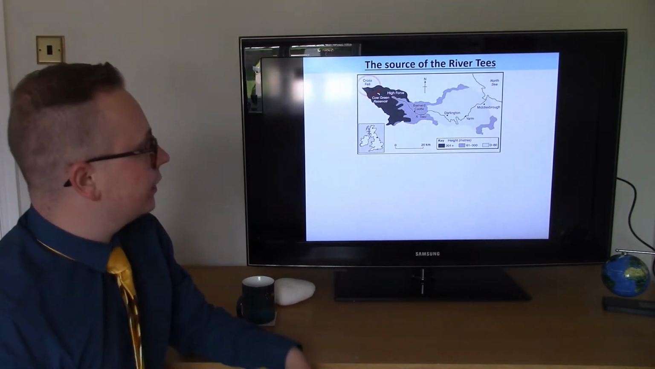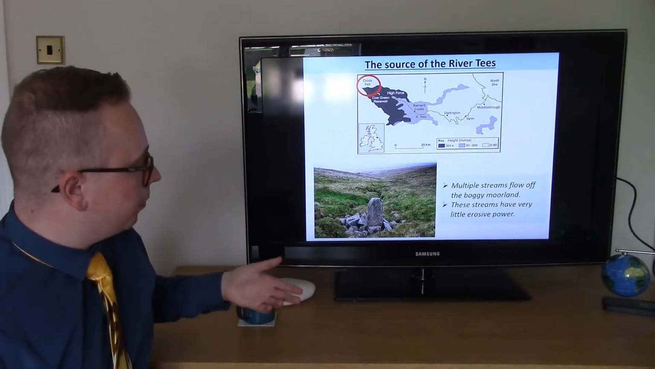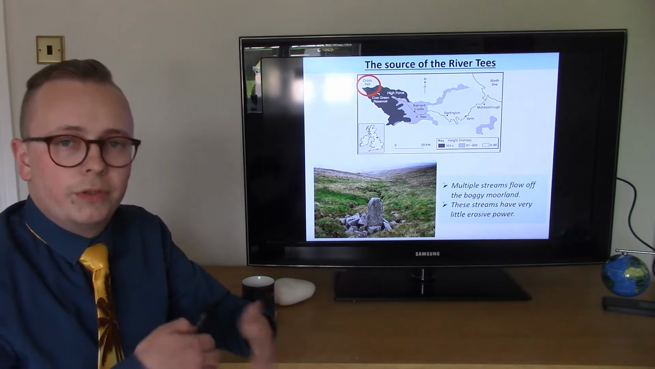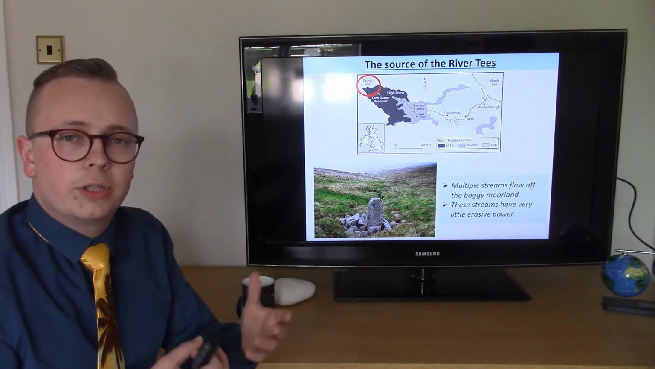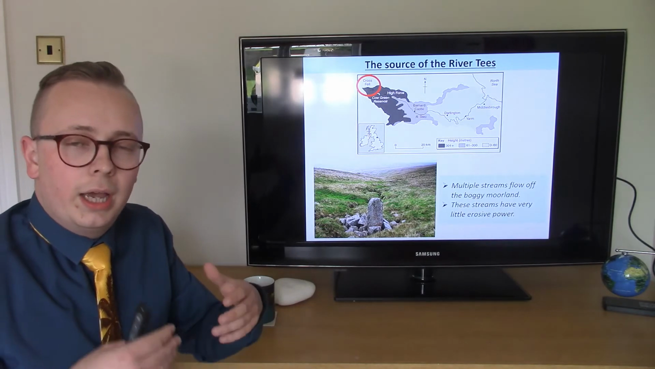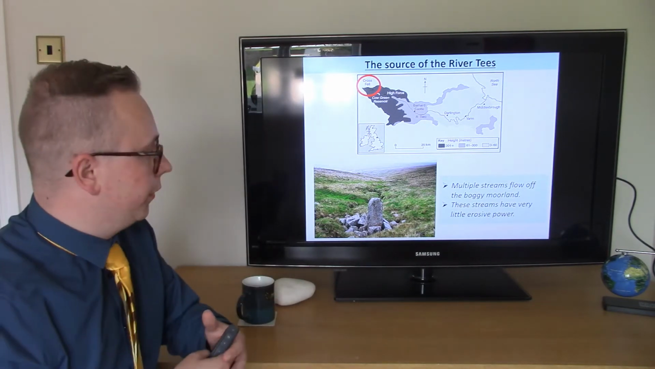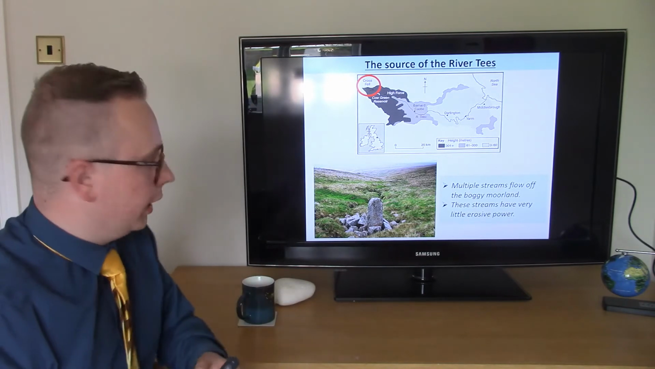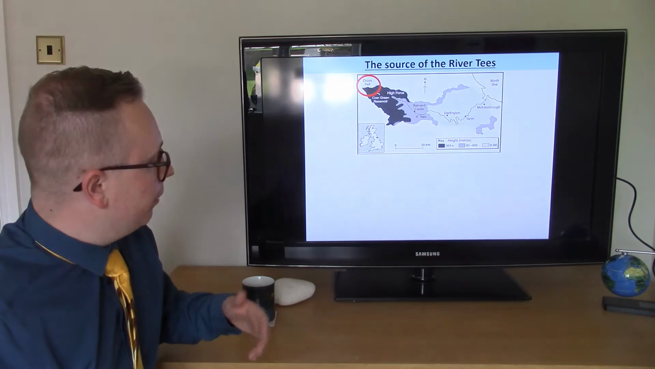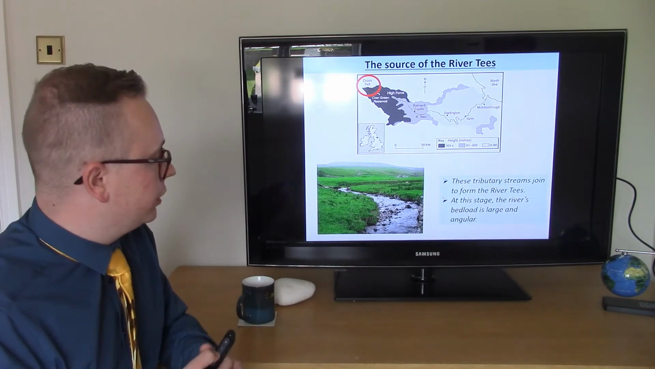So, as we said, the source of the River Tees is up here at Crossfell. Now at this point, lots of streams are flowing off this boggy moorland. The moorlands in the Pennines are particularly boggy, peaty, they hold a lot of water, and what we see is small streams flowing off that moorland, which eventually come together to form a larger river. And at this stage the streams have very little erosive power. But it doesn't take long before those streams start to come together to form what is the River Tees.